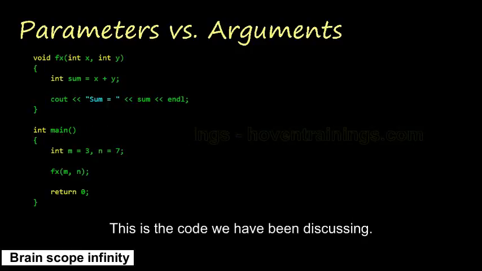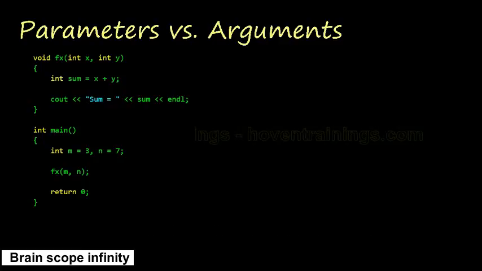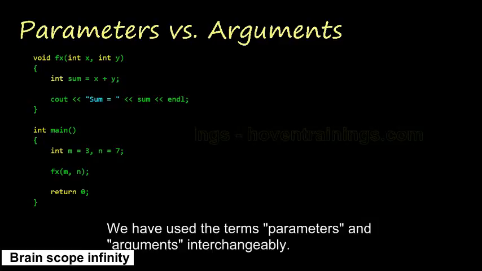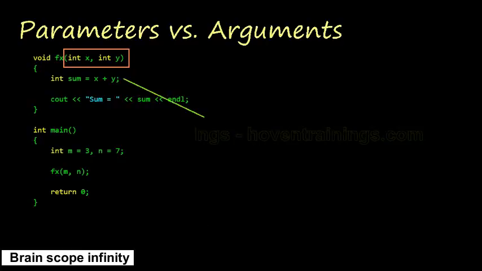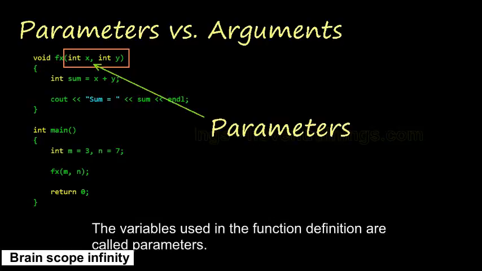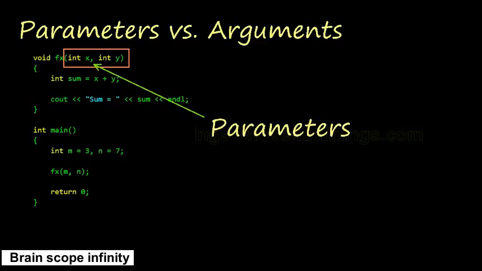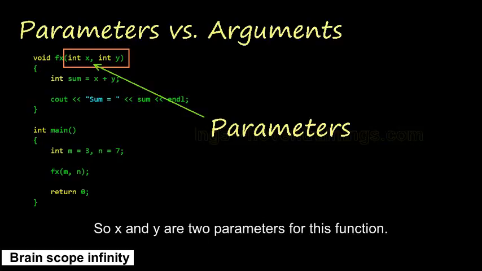This is the code we have been discussing. We have used the terms parameters and arguments interchangeably. But the two are slightly different. The variables used in the function definition are called parameters. So x and y are two parameters for this function.